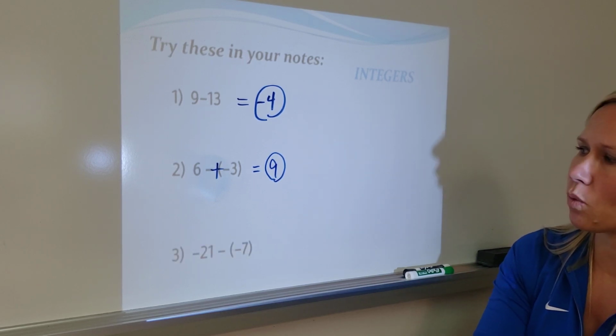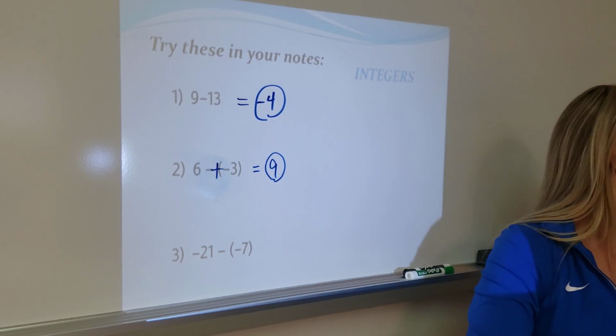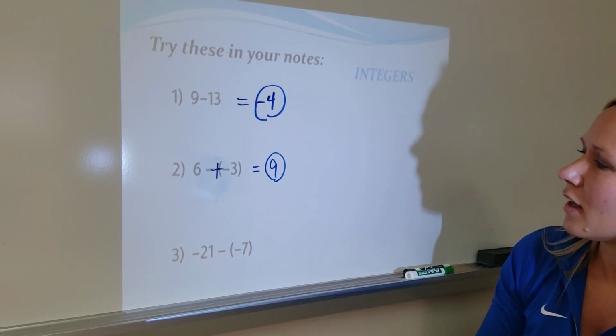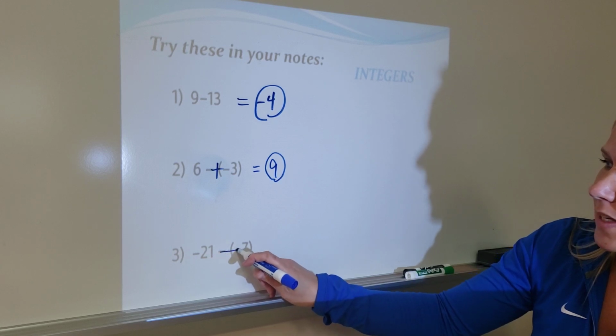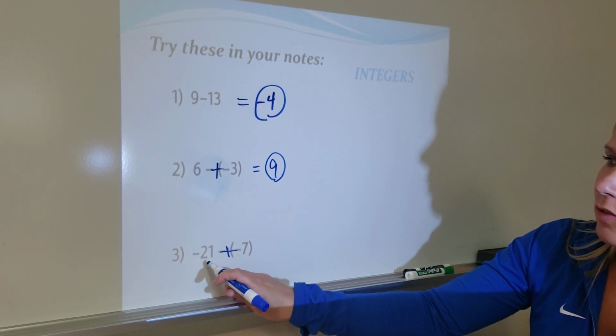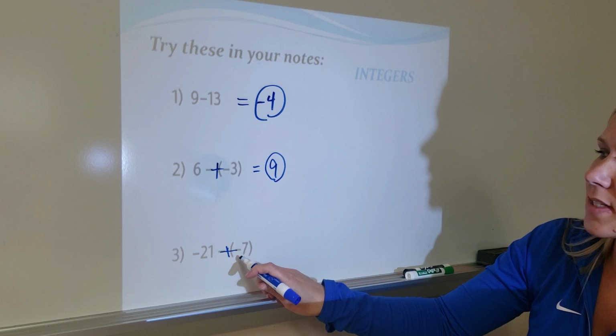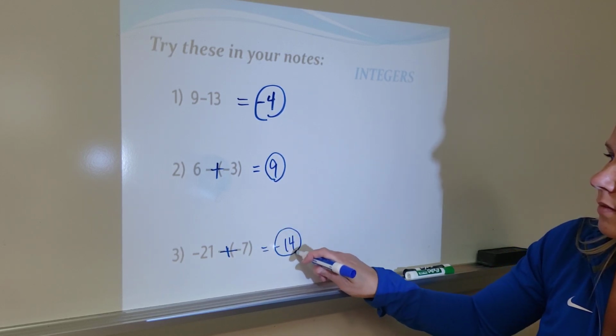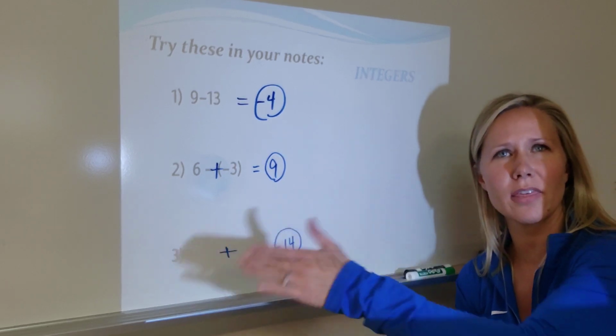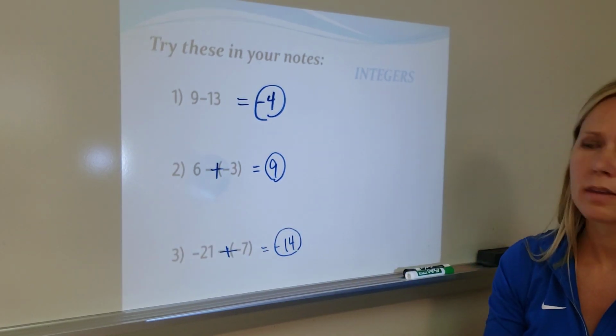Here we have -21 minus -7. So again, I have minus a negative, which means it's really going to be the same thing as adding. So think if it's -21 degrees and it increases 7 degrees, we would be at -14. Okay. Think temperature. That way you can kind of think moving along the number line.